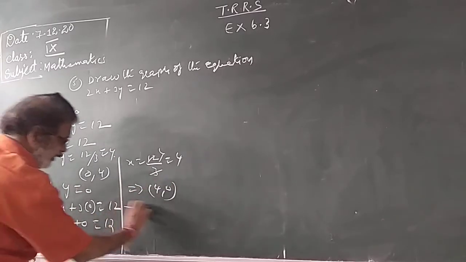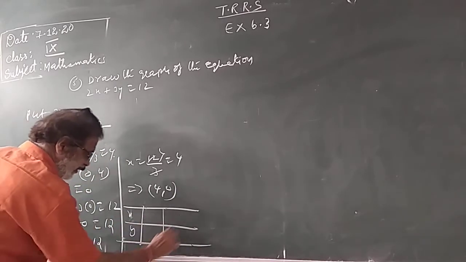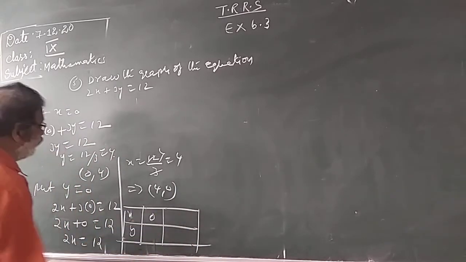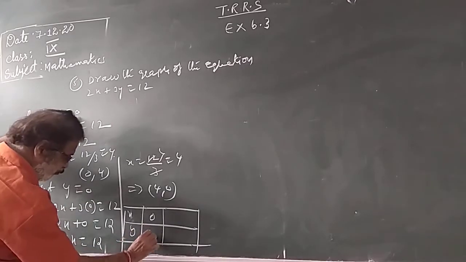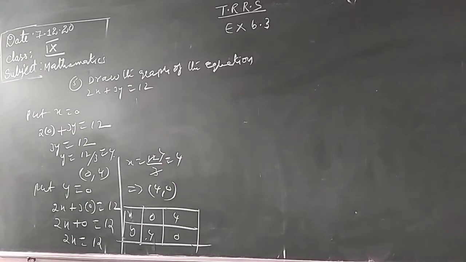So like that, directly you can write this. This is x, this is y. When x is 0, y is how much? 4. When y is 0, x is 6. So the points are (0, 4) and (6, 0).